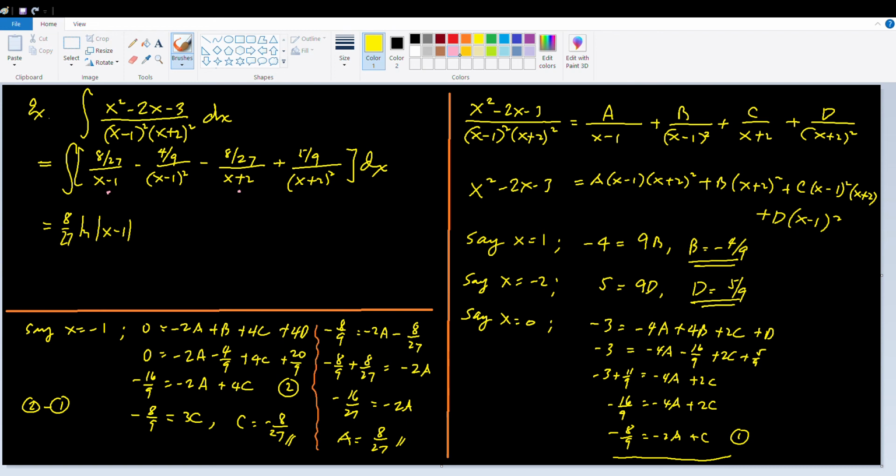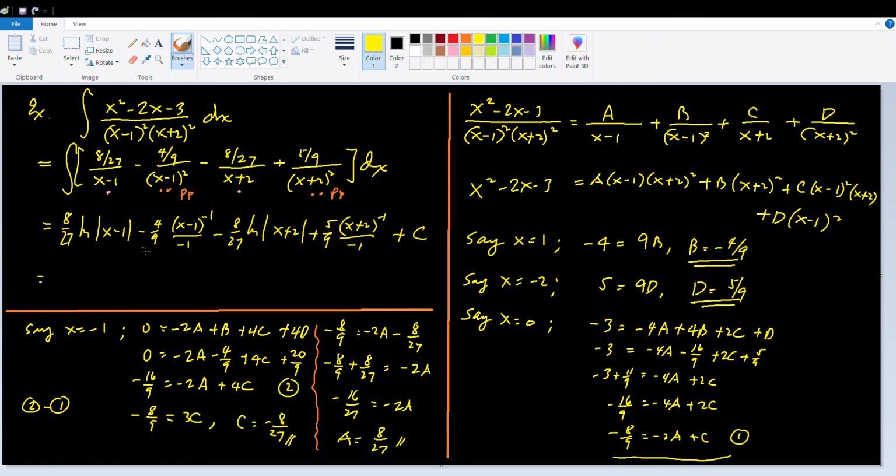While for the other two, we shall use here the power formula. Okay, so that will be negative 4 over 9, x minus 1 to the negative 2 plus 1 is negative 1 over negative 1. Then, negative 8 over 27, dx over x plus 2 is ln absolute value of x plus 2 plus 5 over 9. X plus 2 to the negative 2 becomes x plus 2 to the negative 1 over negative 1 plus c.